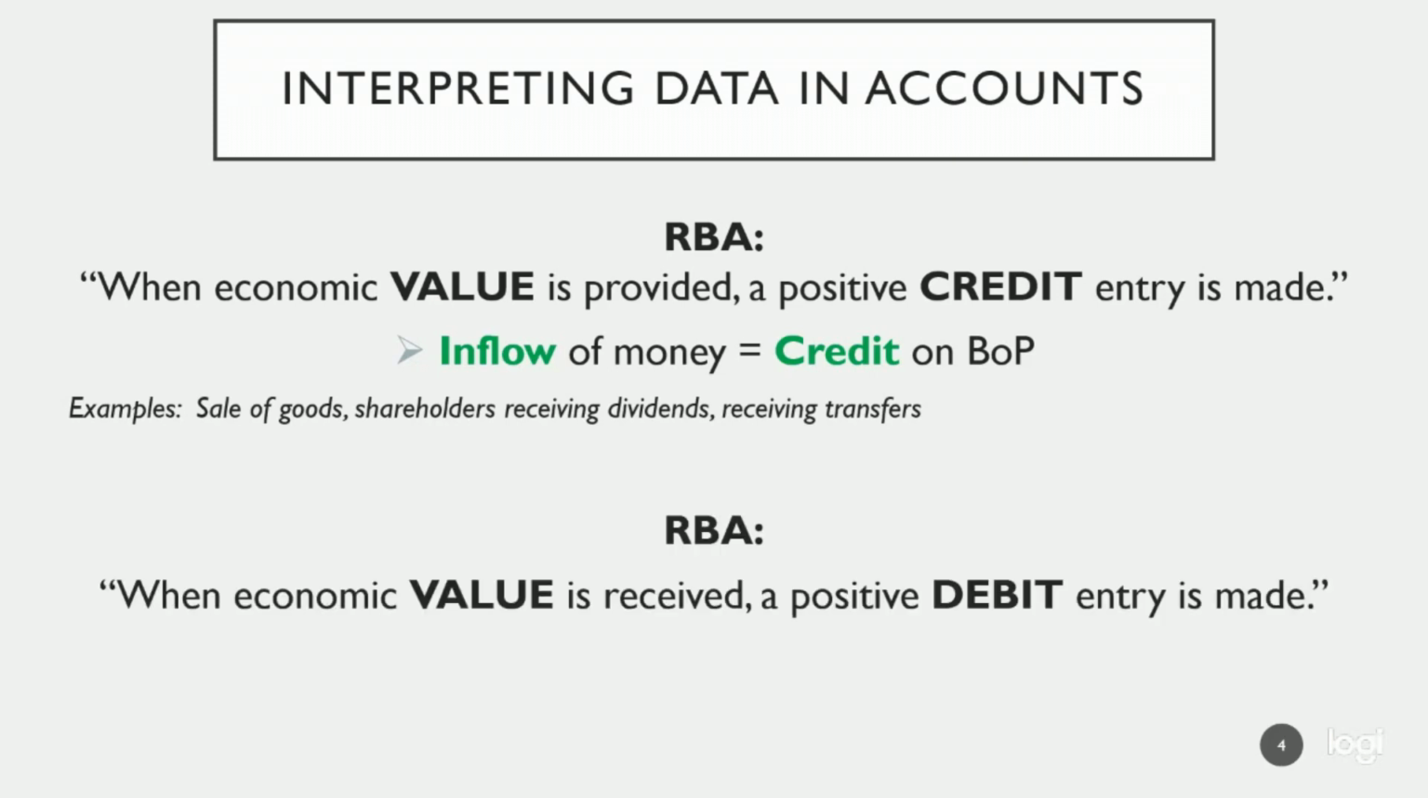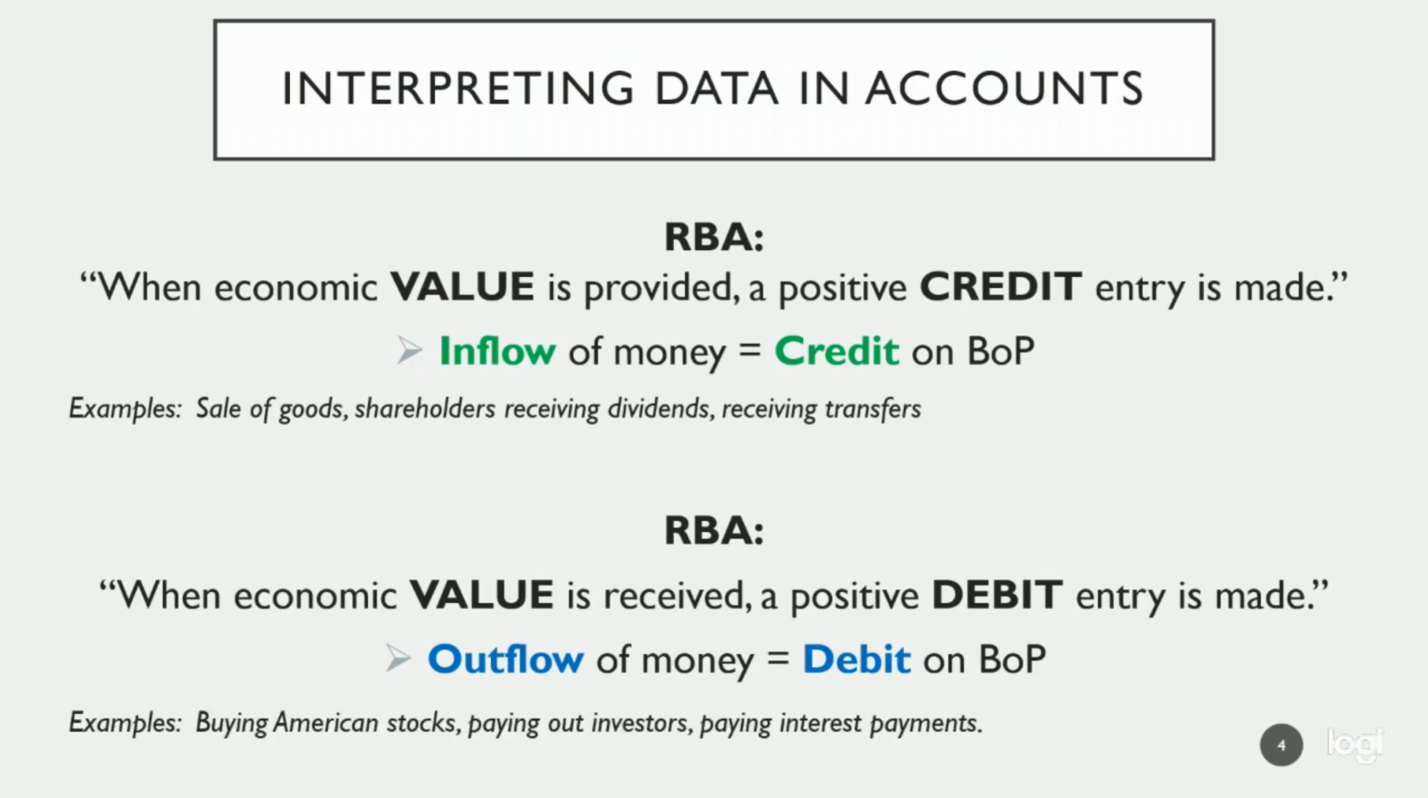The RBA also lists that when economic value is received, we make a debit entry. What this really means is there's an outflow of money and we're buying something that allows us to receive this economic value, and so we get a debit entry. Examples could be us Australians buying American stocks, big banks paying out investors, or the government or financial institutions making their interest payments.